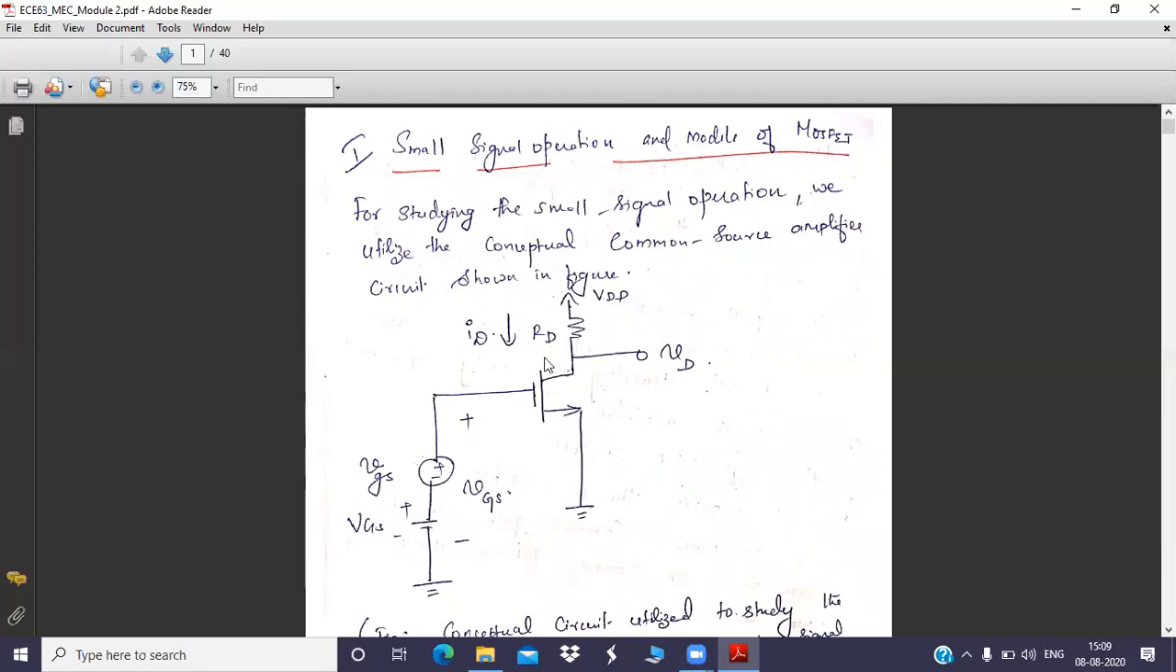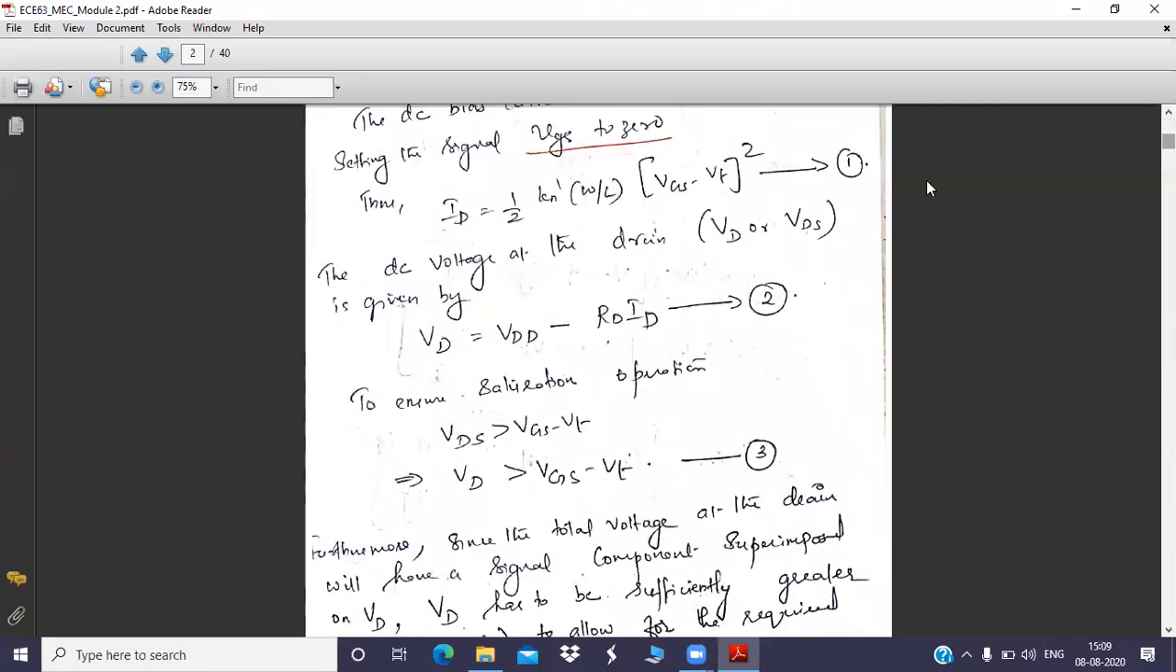So the voltage drop should be subtracted from VDD to get the drain voltage. That is what is mentioned in equation number 2. These two are very familiar equations from the previous module. Don't get confused. Next is the condition for the saturation operation. We know that only after a particular voltage will we achieve saturation. The minimum requirement is that VDS should be at least VGS minus VT. If it is greater than VGS minus VT, that is fine. So this is the equation for saturation operation.